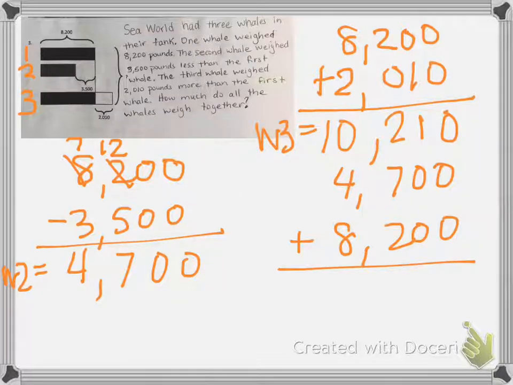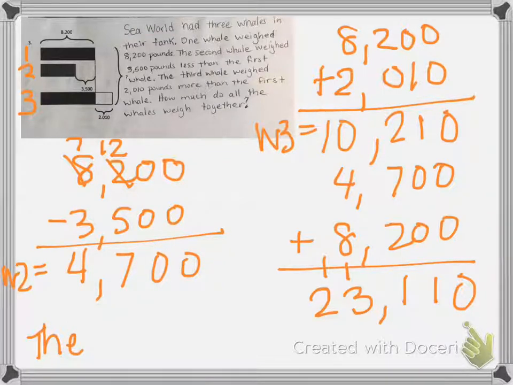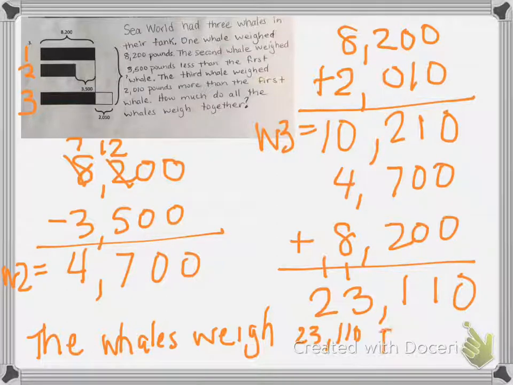Let's add those up. 0, 1, 7 plus 2 is 9, 10, 11. 8 plus 1 is 9, 10, 11, 12, 13. And 1 plus 1 is 2. So all the whales weigh 23,110 pounds all together.